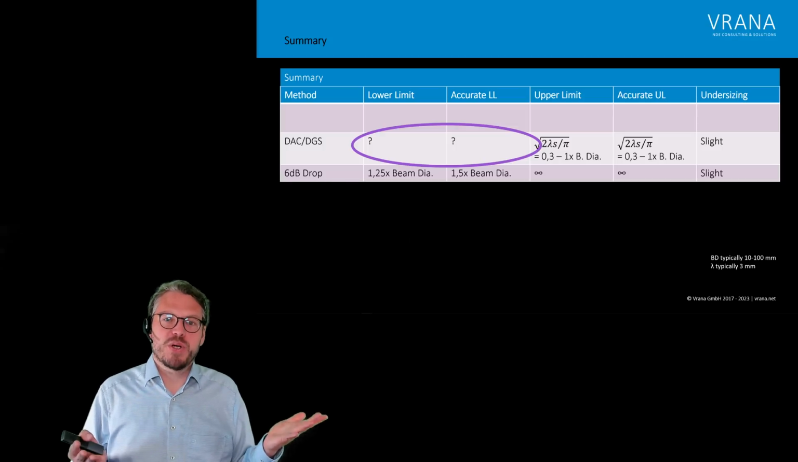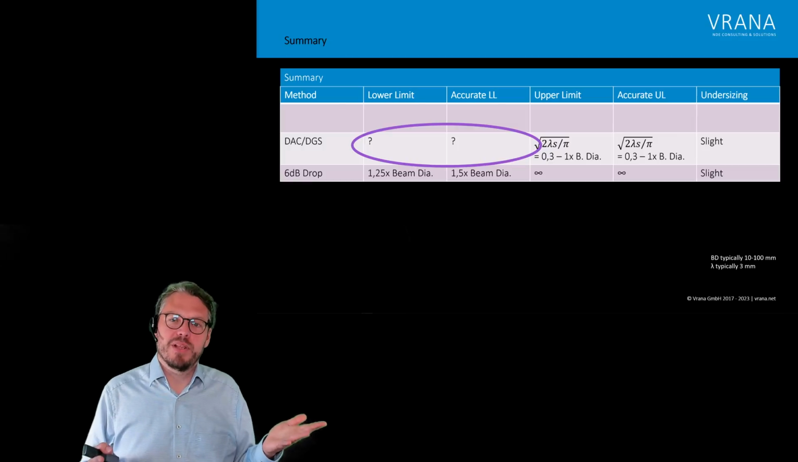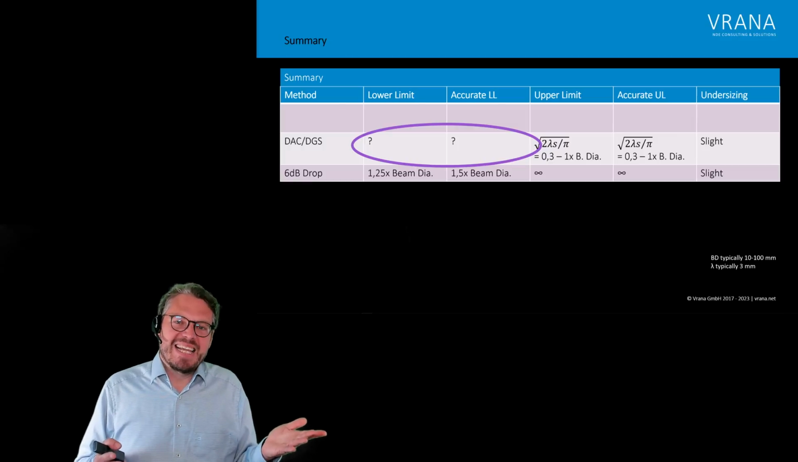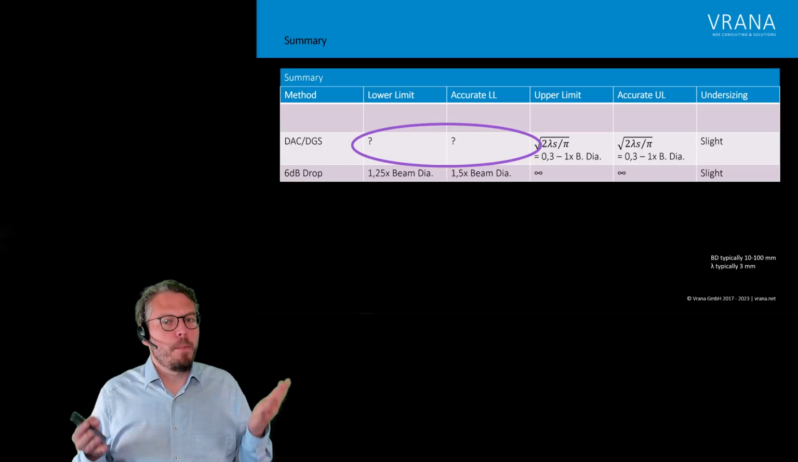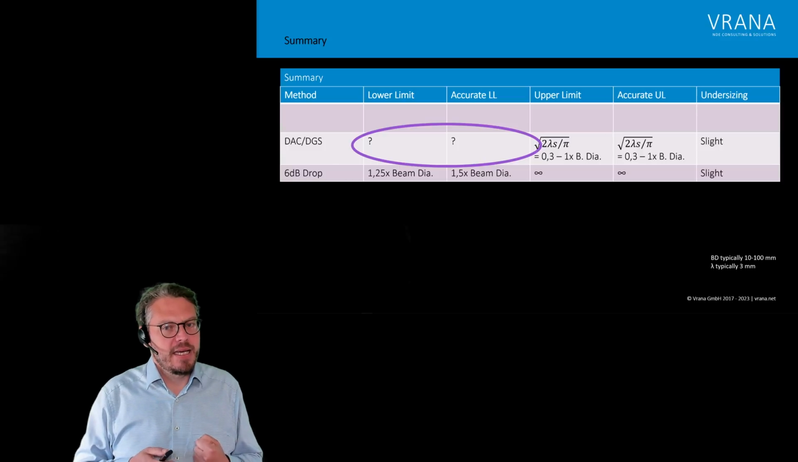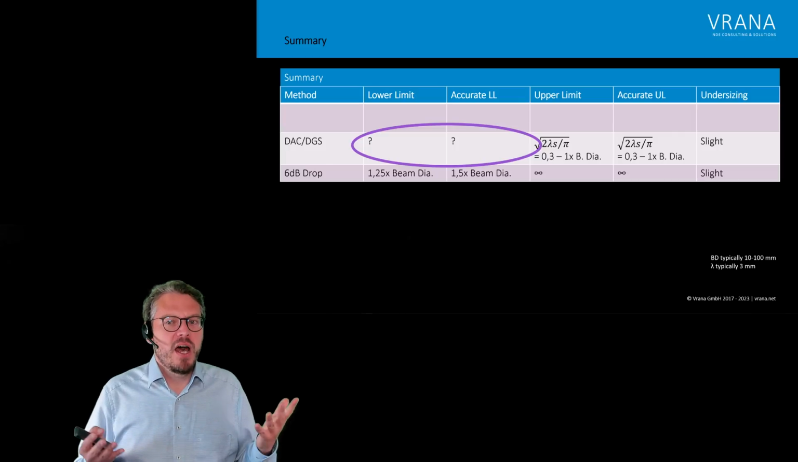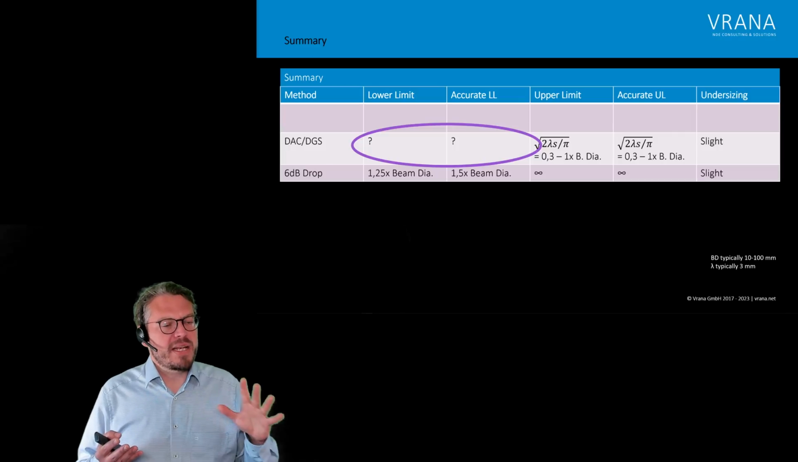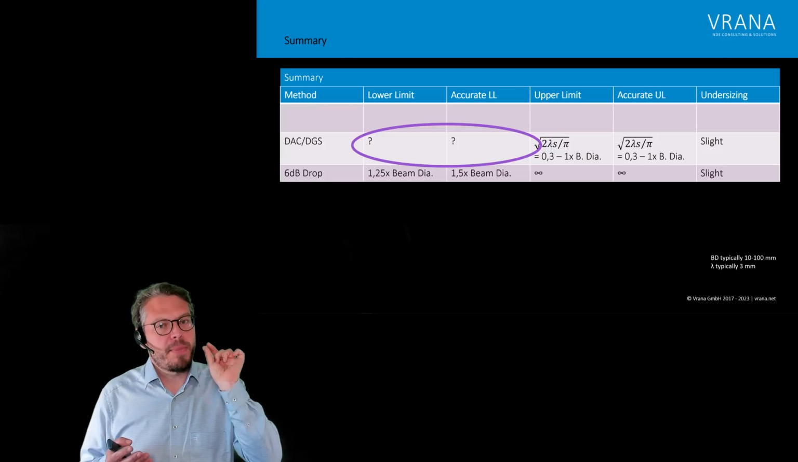For sure, now comes the question, how do we determine this lower limit? And does a number 1 flat bottom hole make any sense? Now, for the Europeans within us, a number 1 flat bottom hole is a flat bottom hole with about 0.4 millimeters of diameter.